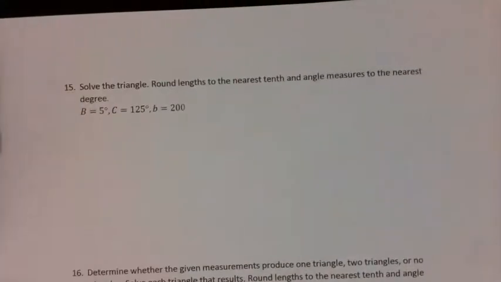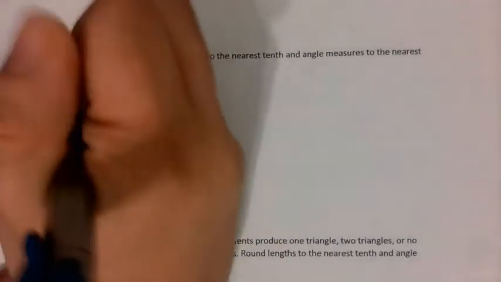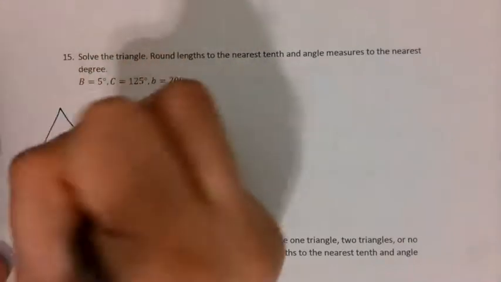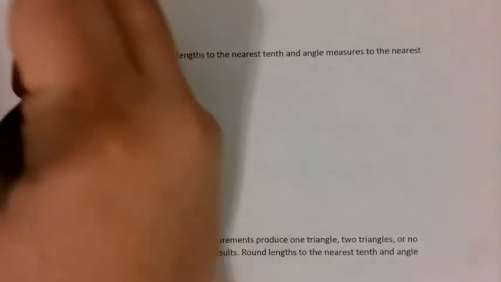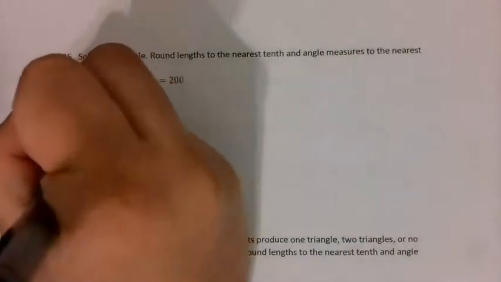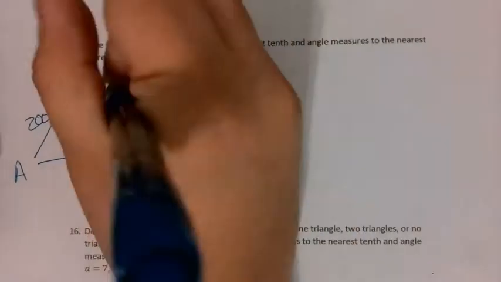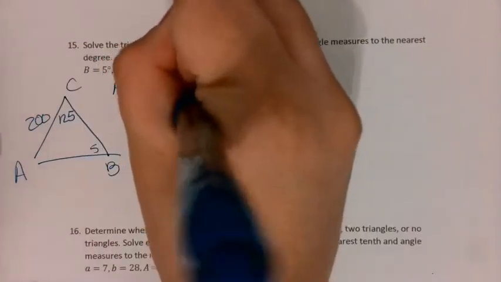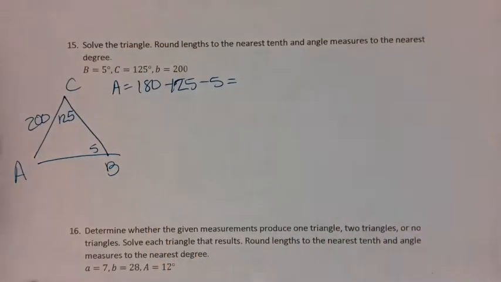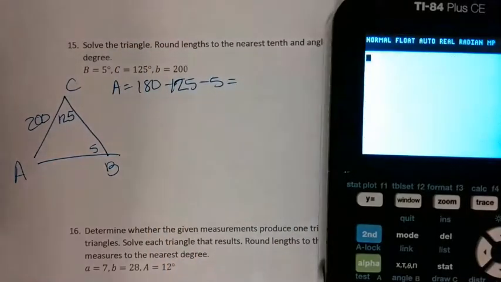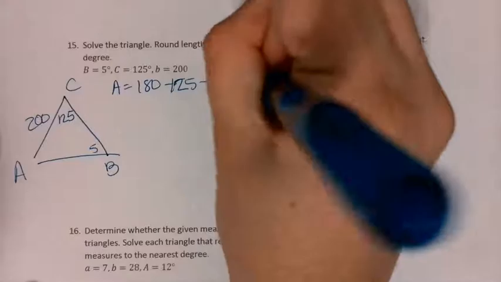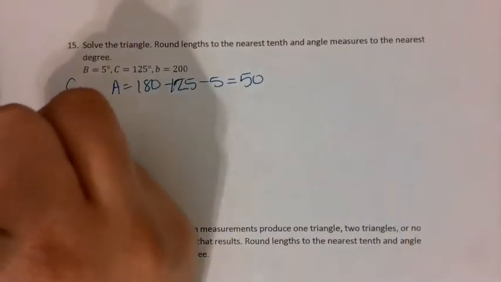Okay, number 15 wants me to solve the triangle, so I'm going to go ahead and draw it. Okay, I am missing an angle, so I'm going to search for that first. I have 180, it's A that I'm looking for, 180 minus 125 minus 5 equals 50. So I have A equals 50 degrees.